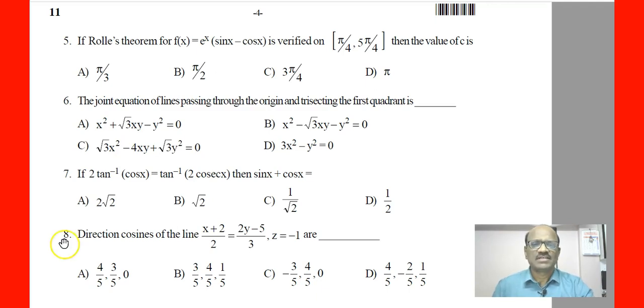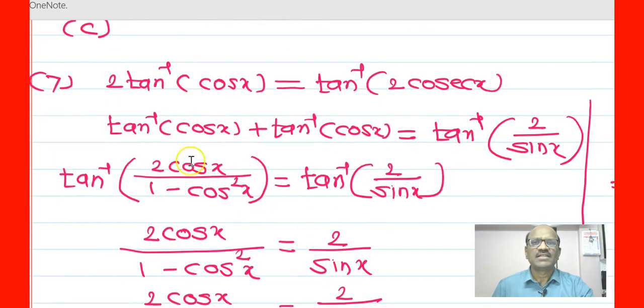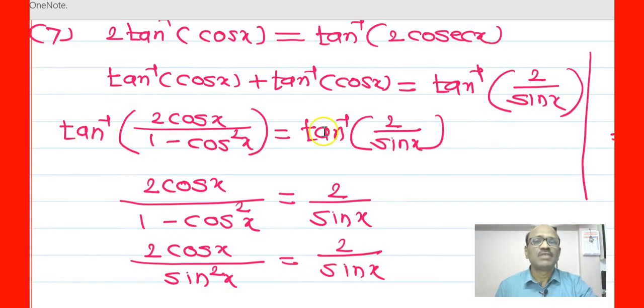Now see this. 2 tan inverse of cos x is equal to tan inverse of 2 times cosec x. That is, tan inverse of cos x plus tan inverse of cos x is equal to tan inverse of 2 upon sin x. Tan inverse of A plus tan inverse of B is equal to tan inverse of (A plus B) upon 1 minus A into B. Here it becomes 2 cos x upon 1 minus cos x into cos x, which is cos square x, and that is equal to tan inverse of 2 upon sin x. And here tan inverse and tan inverse are both equal.